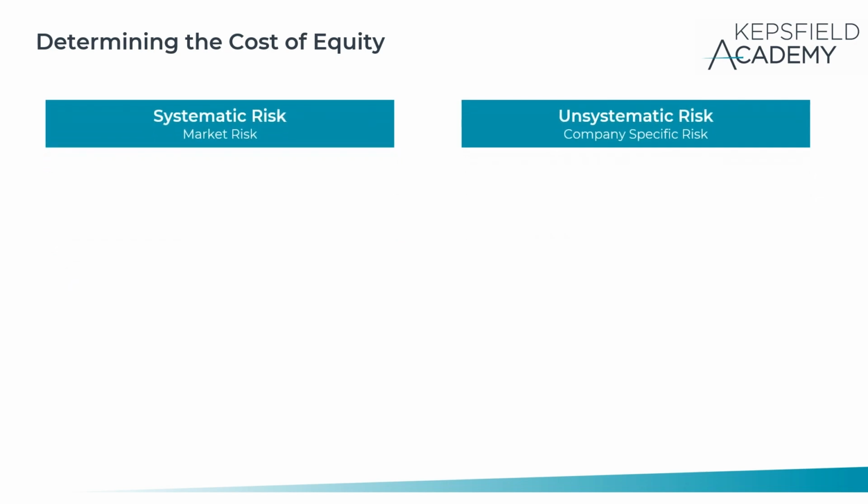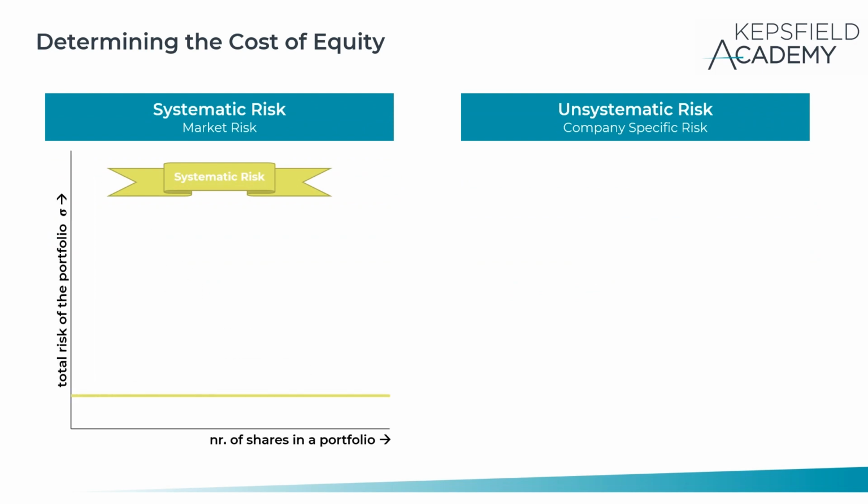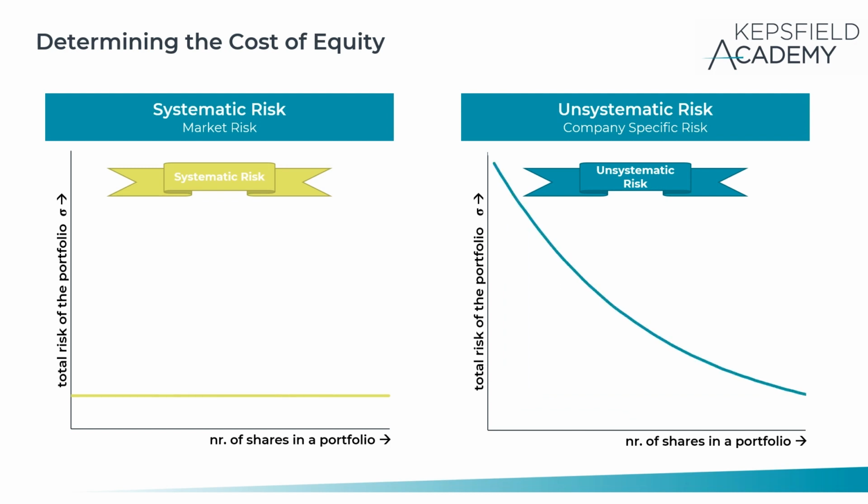The two charts show the risk of a portfolio measured as the standard deviation of the portfolio's returns. The systematic risk of the portfolio remains the same, independent of the number of uncorrelated investments in the portfolio, contrary to the unsystematic risk, which can be reduced by adding uncorrelated investments to the portfolio.